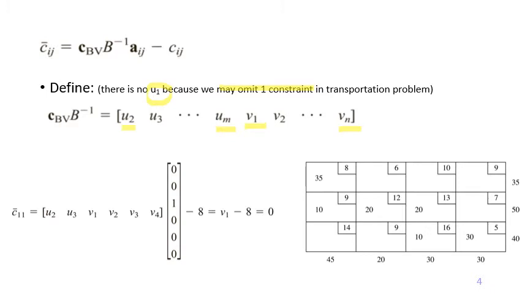Now let's say we would like to calculate c hat 1,1, the c hat for the variable x11. x11 corresponds to a cell, right? Use this formula, cBvB inverse. This is our cBvB inverse. This is our a11, the coefficient of x11 in the original problem. And then cij is 8 because the cost of transporting one item from supplier 1 to demand point 1 is $8. If you do this, you will get that c hat 1,1 equals v1 minus 8, and it must be equal to 0.